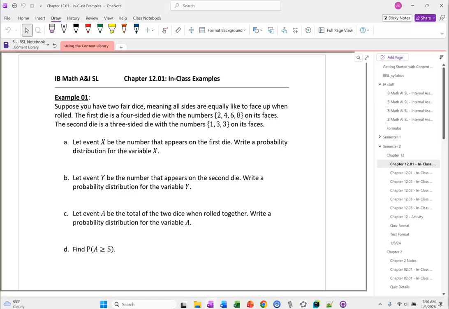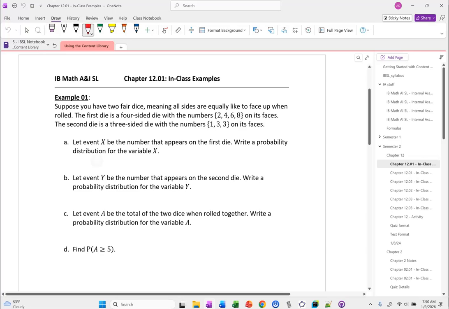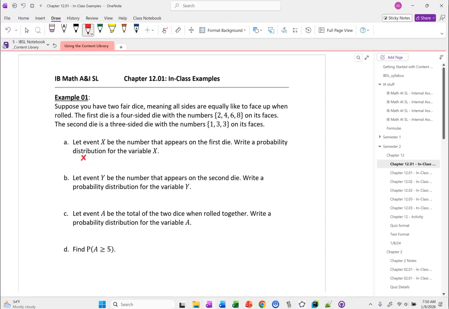May I have a volunteer that feels like they can come and write the probability distribution? Sam, you're up. Can't put your hand on the screen and write at the same time. Forgot, what is it, X equals x? Yeah, that'd be perfect. Yep.